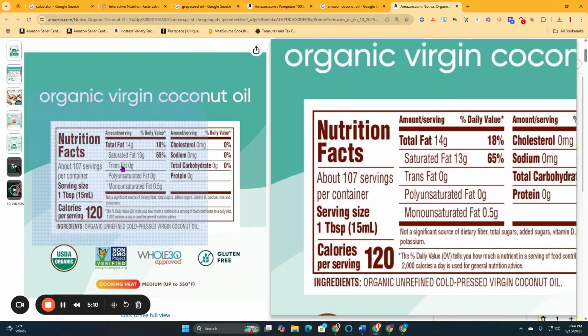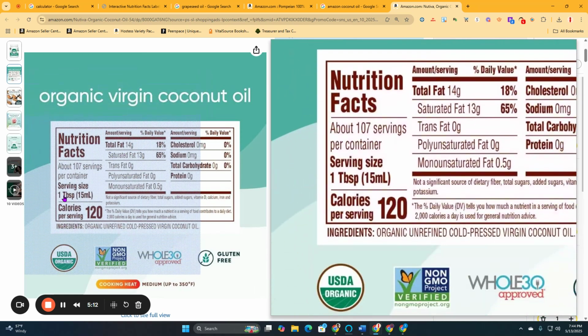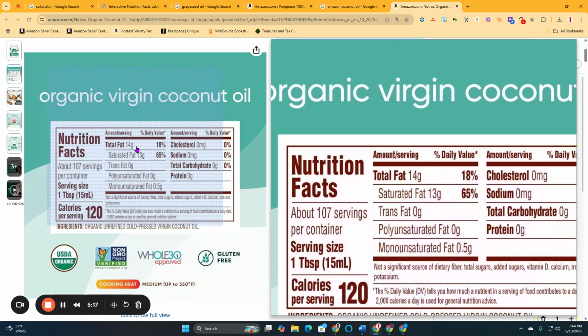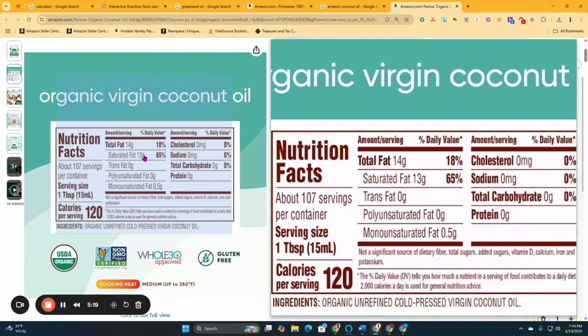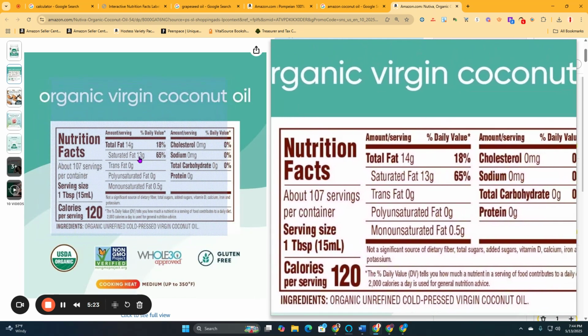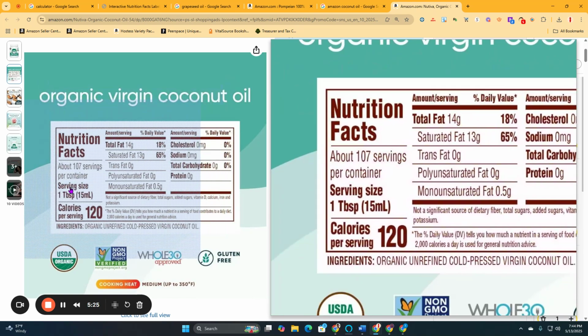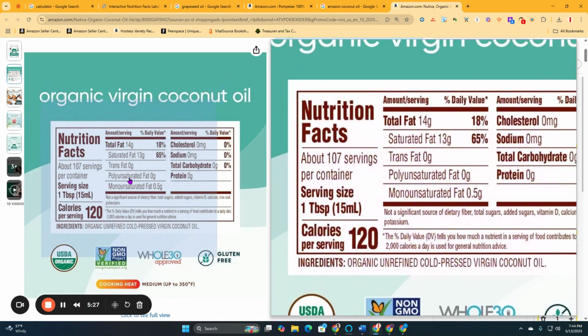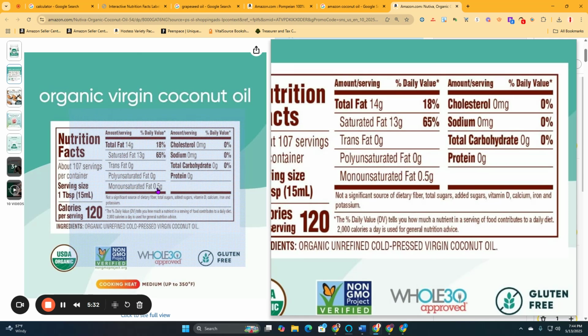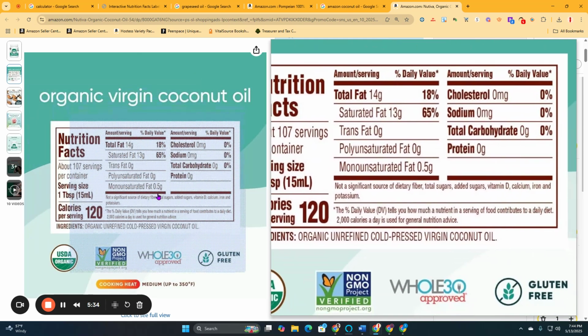So we can see here, let's look at this. The serving size for the coconut oil is 1 tablespoon as well, and it has 14 grams of total fats. But look, oh my gosh, let's look at the ratio of this. 13 grams of saturated fat per 1 tablespoon when compared to the healthy fats, poly and monounsaturated fats. There's very little of that in there. So we have to put things into perspective, the ratios of these things.